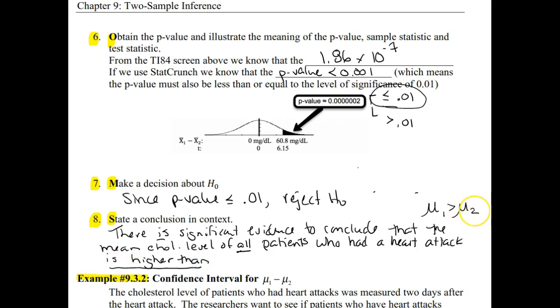And then mu2, in the context of the problem, was the mean cholesterol level of all healthy patients. So when we say all, we're not talking about just the 30 in the study. We're talking about all of them. So for this area, whether that's a few thousand, a few 100,000 patients, again, the all, we're looking back to the entire population, not just those in the sample.